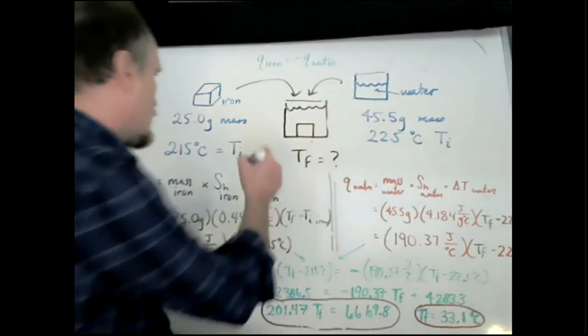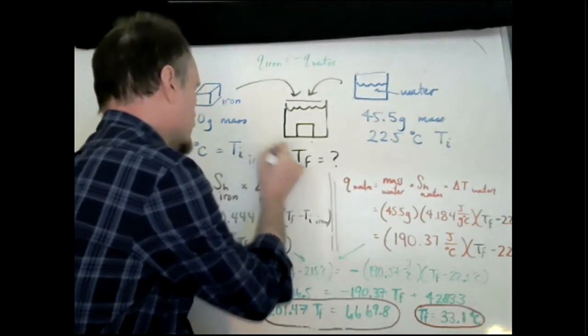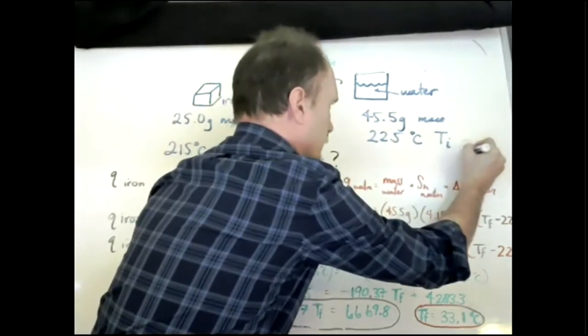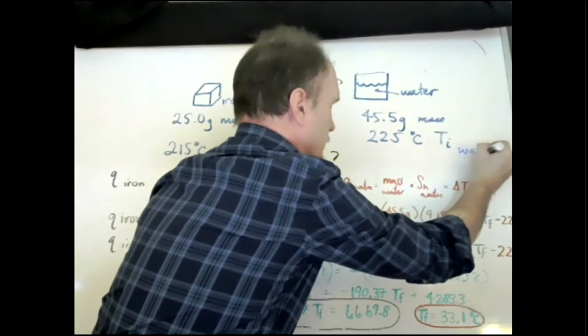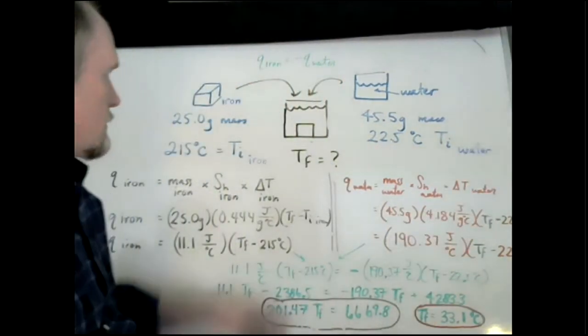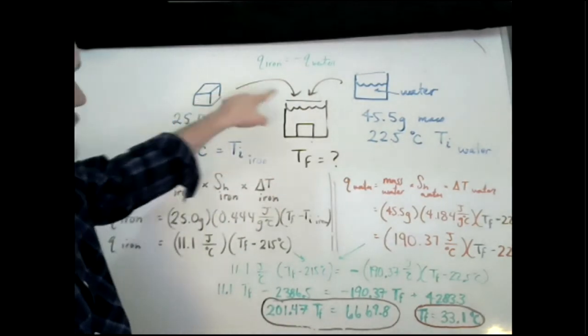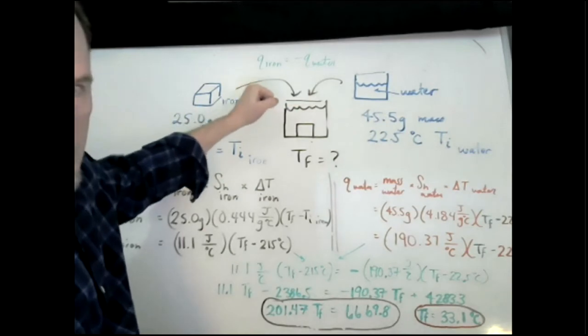And this is for the iron initial temperature, which is different from the water. Their initial temperatures are different, right? And then the problem says I'm going to take the iron and put it into the beaker, and then they're going to equilibrate at some temperature.